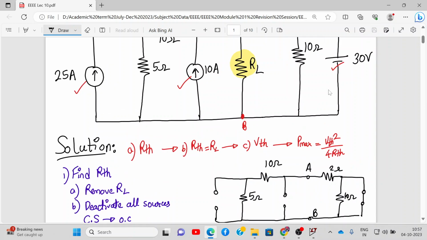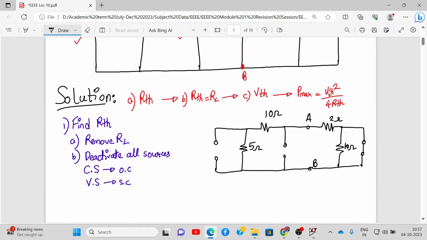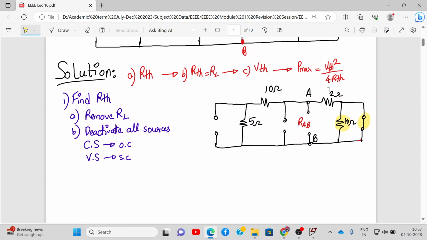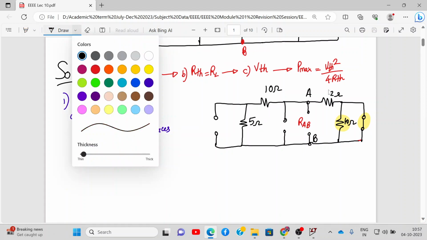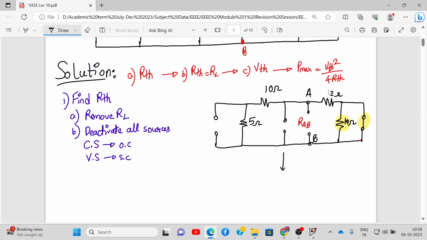So this is the circuit over here. Let me highlight this part. And we have to find the resistance RAB, the resistance between the terminals A and B, RAB or RTH. If you see, this 10 ohm resistance is in parallel with a short. So this 10 ohm resistance will become redundant and will be replaced with a short circuit. Let me redraw the circuit. This circuit will get reduced to the following.